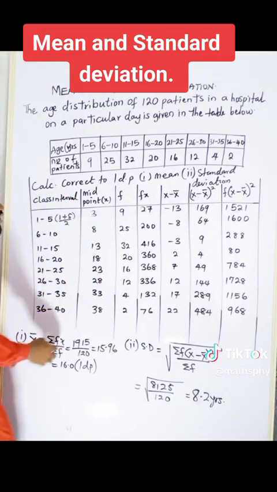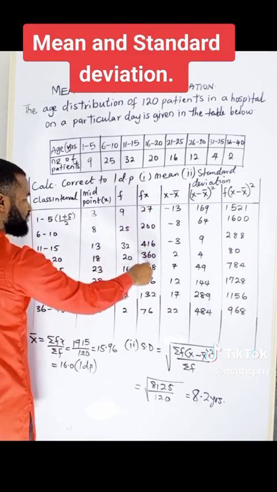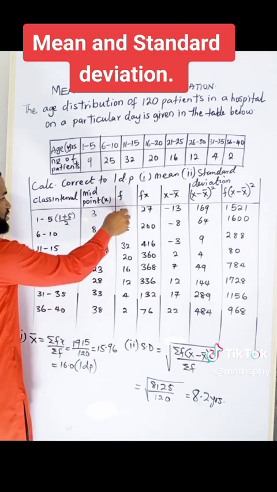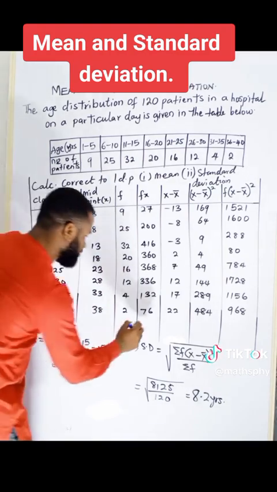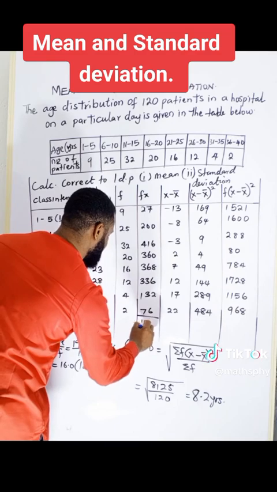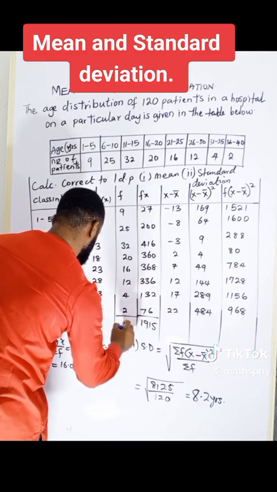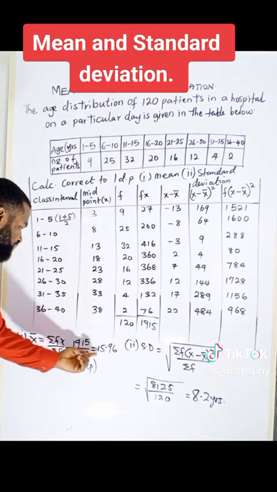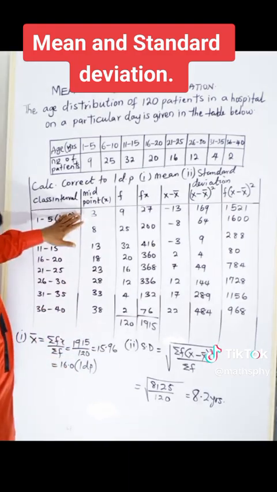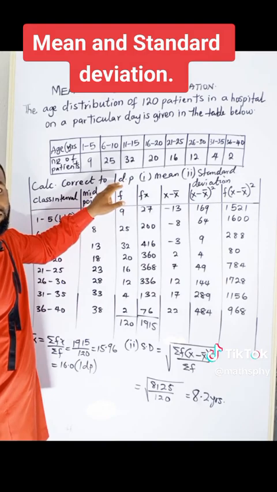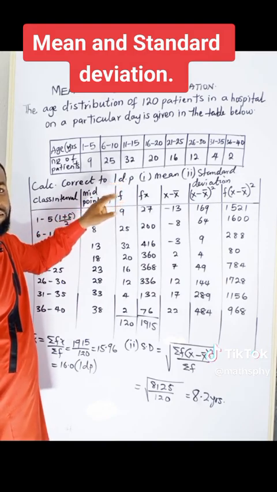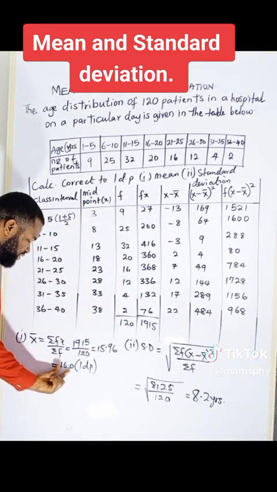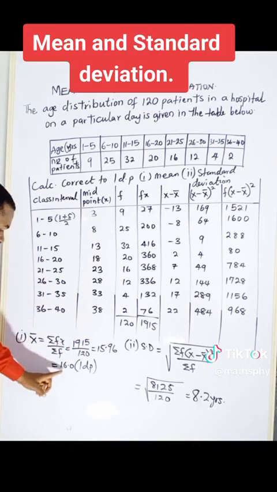That is where we came here. You add everything here, and it will give you 1915 divided by the sum of f, which is 120. So 1915 divided by 120 gives you 15.96. But remember, the question says the answer should be in 1 decimal place, so the answer is going to be 16. That is x bar, which is the mean, 16.